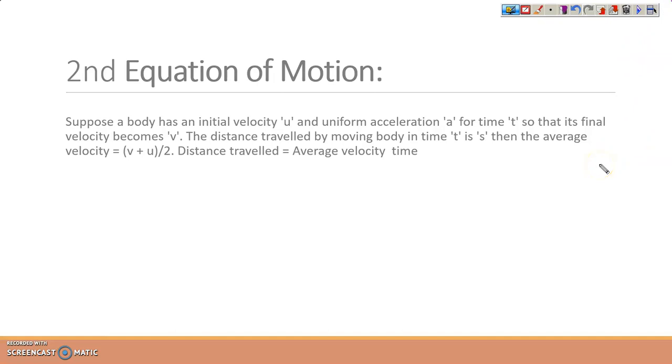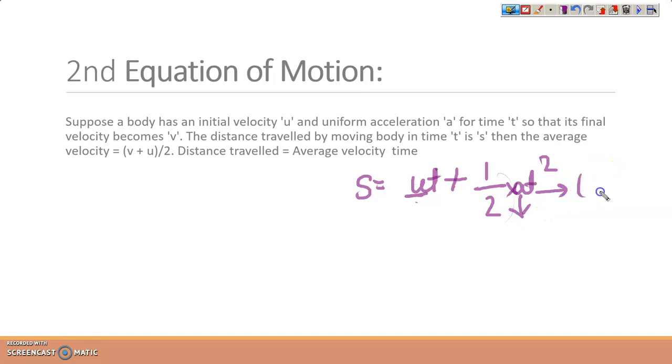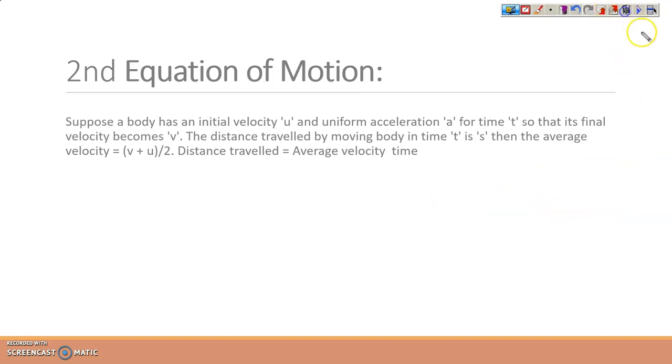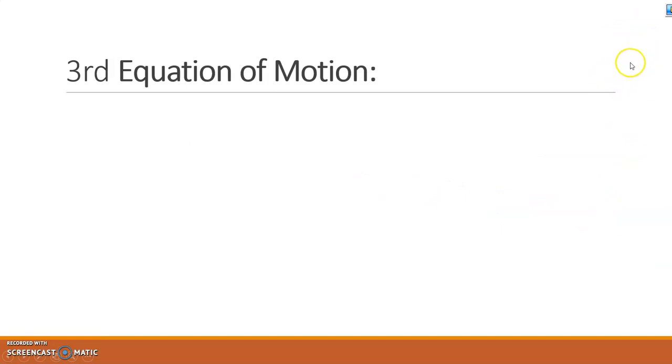The second equation of motion is for finding the distance. Distance means s. It is s = ut + ½at², where s is the distance we need to find, u is the initial velocity, t is the time, and ½ of acceleration times the square of the time taken. Also, we'll solve questions on the second equation. Now let's have a look at the third equation.